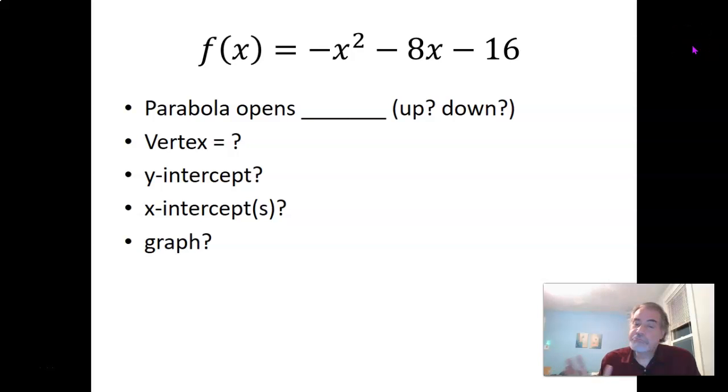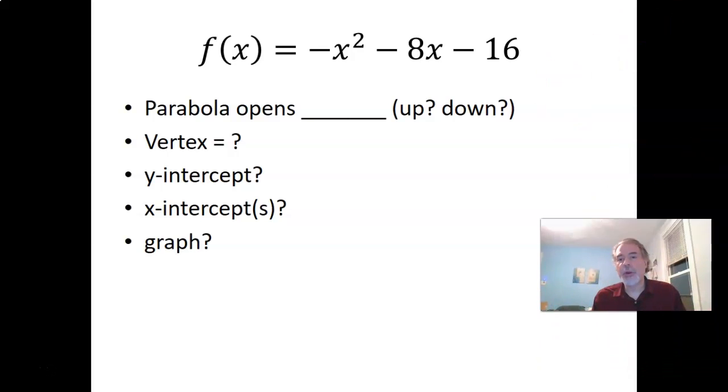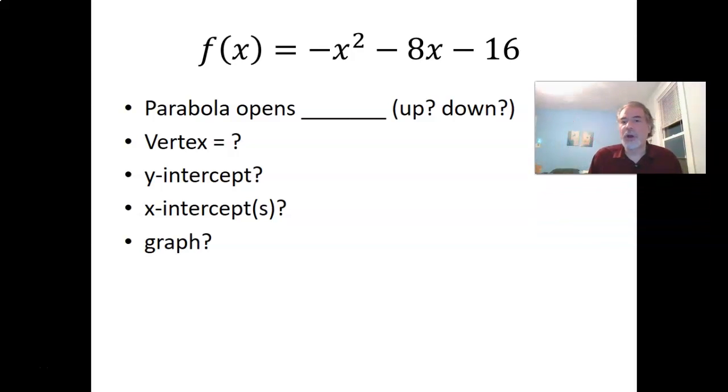In this video, I'm not teaching you anything new. I'm just running through a couple more examples of graphing quadratic functions, figuring out where the vertex is, where the intercepts are, what the graph looks like, that sort of thing. So what about f of x equals negative x squared minus 8x minus 16? I see right away that is a quadratic function, so the graph is going to be a parabola.